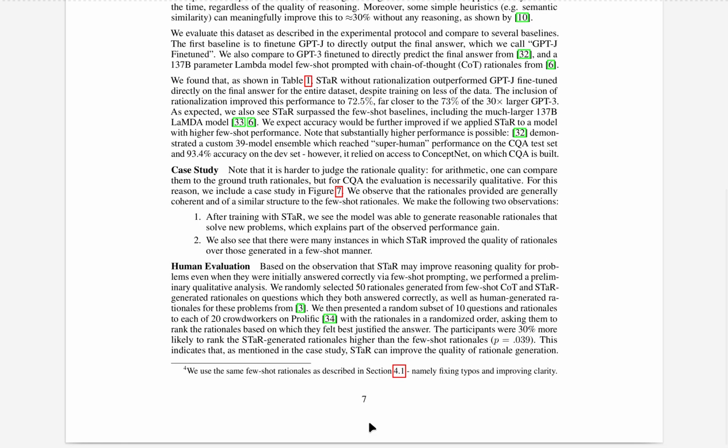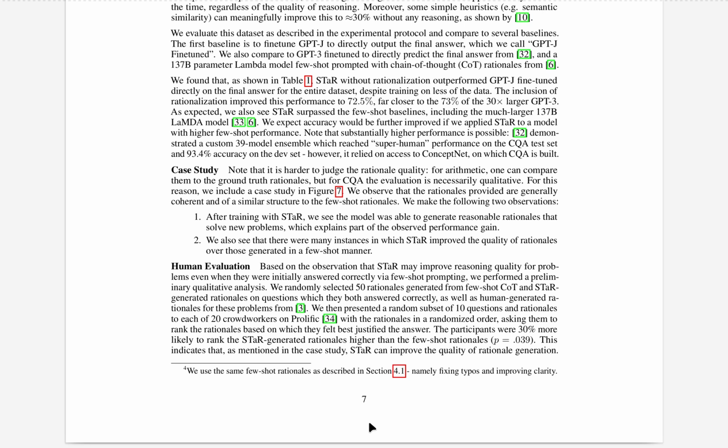Case study. We know that it is harder to judge the rationale quality for arithmetic. One can compare them to the ground truth rationales, but for CQA, the evaluation is necessarily qualitative. For this reason, we include a case study in Figure 7. We observe that the rationales provided are generally coherent and of a similar structure to the few-shot rationales. We make the following two observations. 1. After training with STaR, we see the model was able to generate reasonable rationales that solve new problems, which explains part of the observed performance gain.